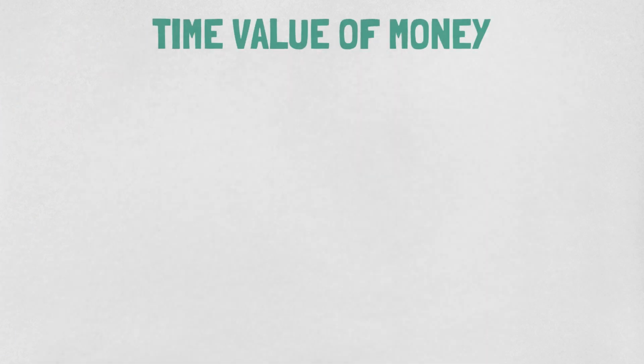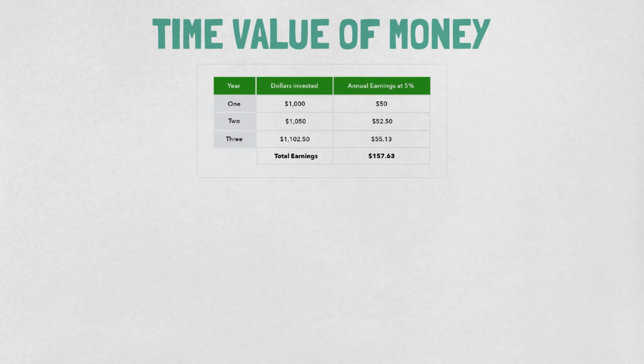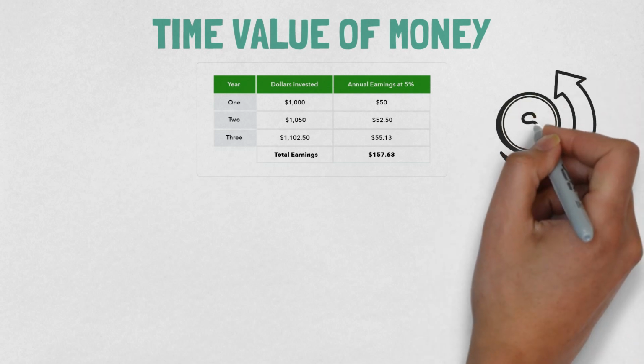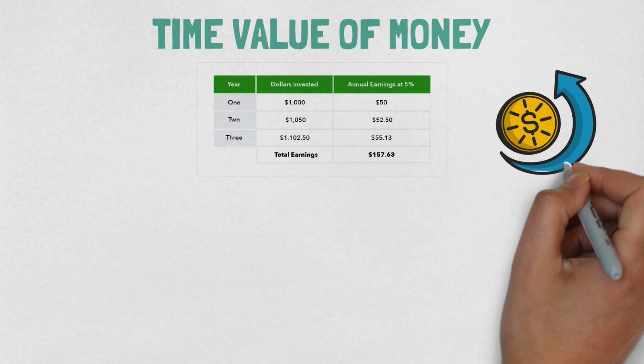Next on the list is the time value of money. This is the idea that $1 today is worth more than $1 in the future, as it can be invested to grow through compound interest. When you have $1 now, you can spend it or invest it to increase its value over time.